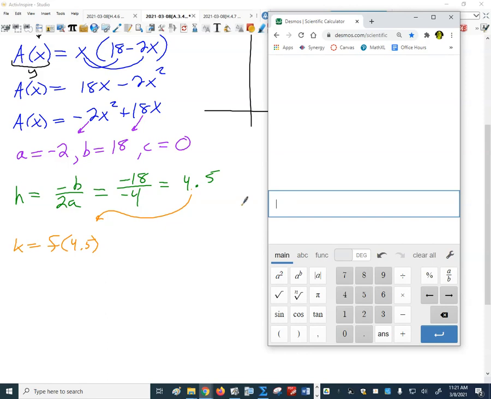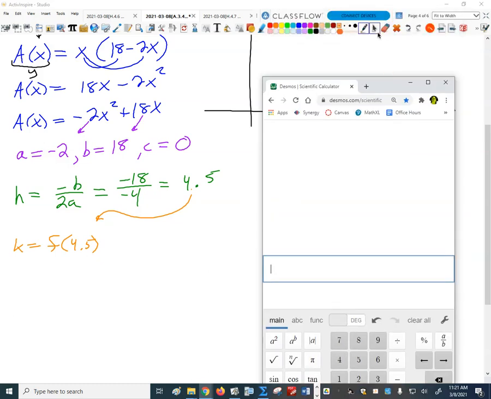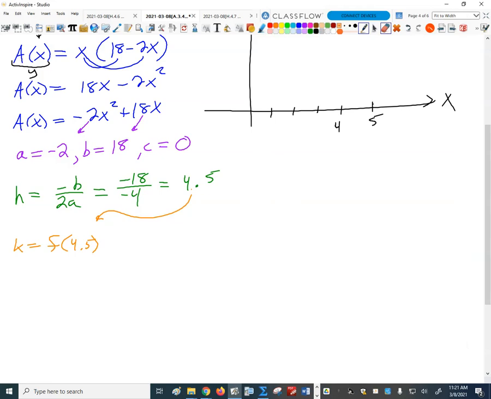So remember how we use Desmos here. I'm going to type in, and I shouldn't say F, I should say A, shouldn't I? Whoops. Not that it makes that big of a difference. But my function is A of X, not F of X, right? So let's make that one little change. So K is going to be A of H, which is 4.5, okay?